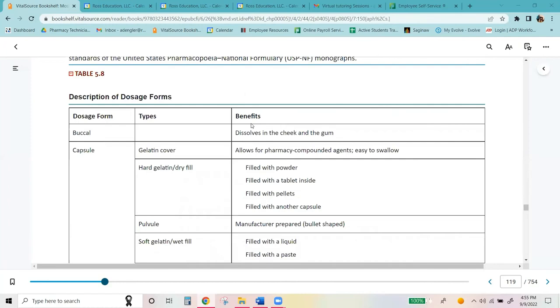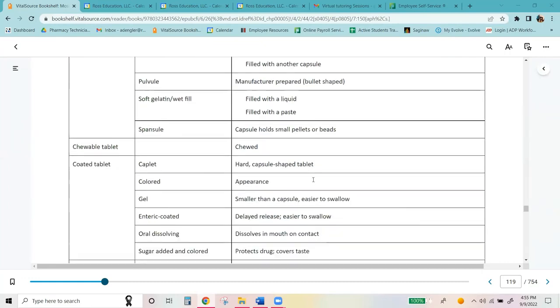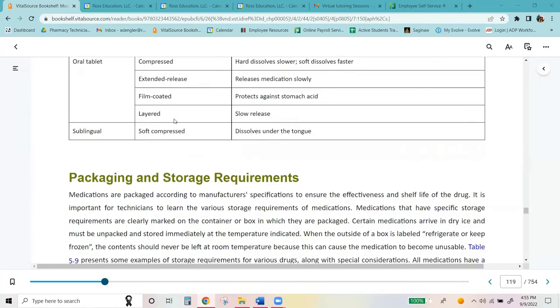Table 5.8 has the descriptions of dosage forms. So it's kind of a table summarizing everything we have gone over so far. So I think this is a good table to study, not necessarily for any quizzes or exams. Like, yes, you should know this information for quizzes, but for when you're actually taking your PTCB, when you're done with this program, this is a good study sheet here. And it lists everything.